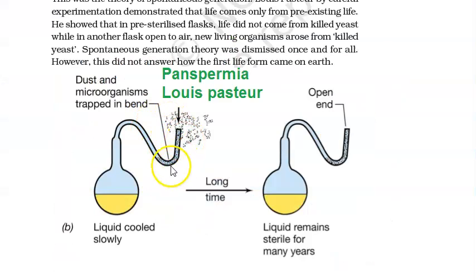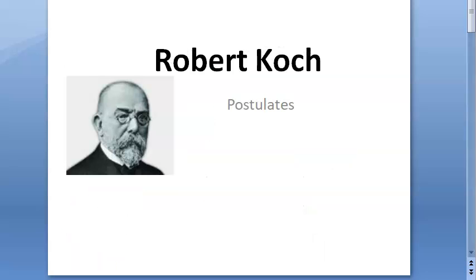The Swan-neck experiment. Here you can see dust and microorganisms are trapped. So this liquid will remain sterile for many years. This shows that microorganisms are coming in from outside. If they can come in, then the disease happens. If they cannot come in, then it will remain sterile.